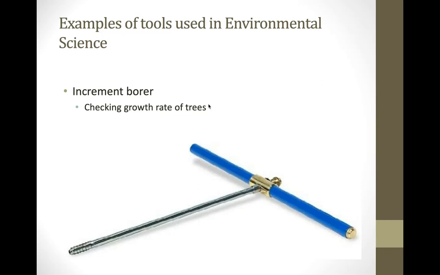Okay, so you probably have never seen one of these before. This is an increment borer, and the purpose behind this tool is to figure out how old a tree is. So what you're actually going to do is the end that is right here has these little screw threads on it, and you actually are going to drill that into a tree.